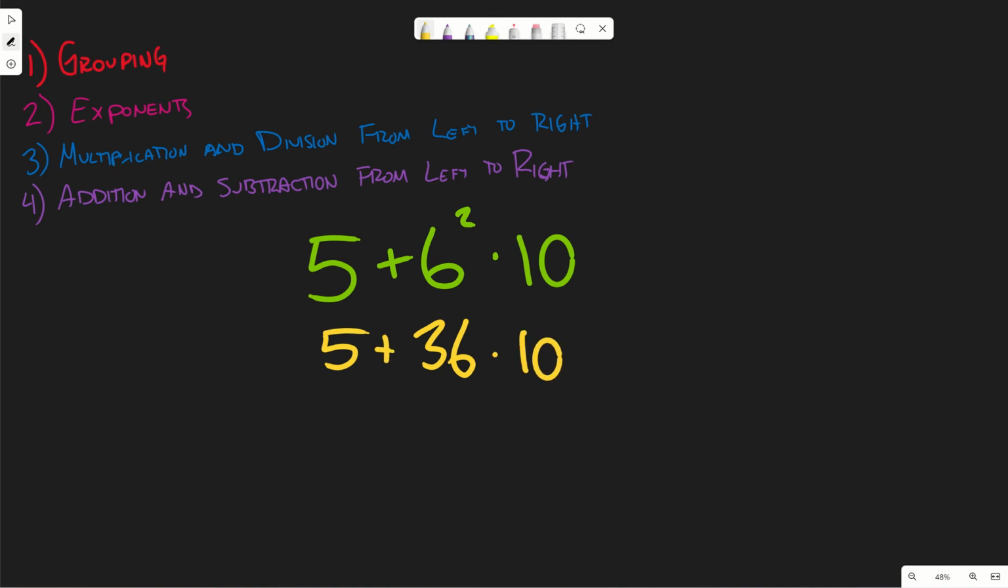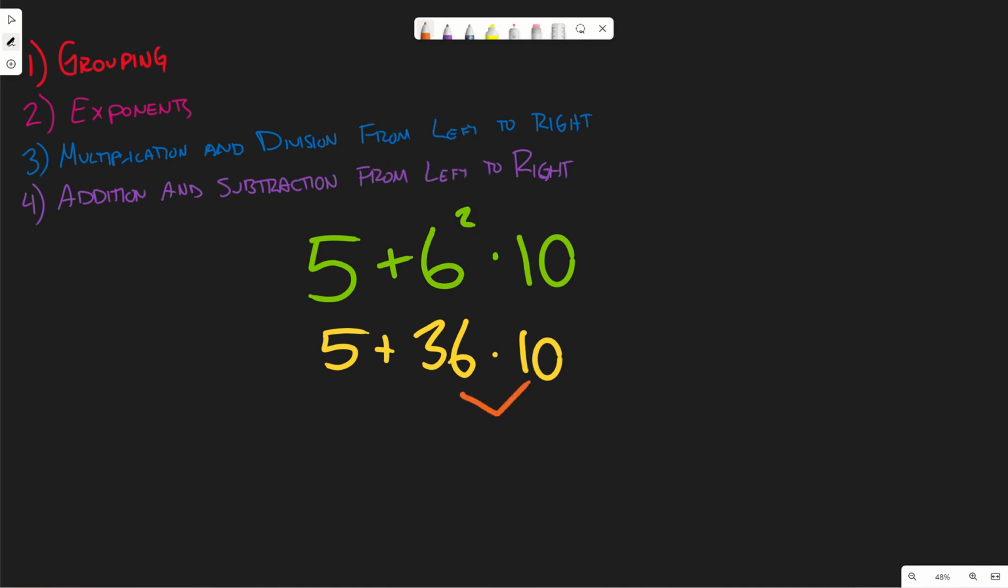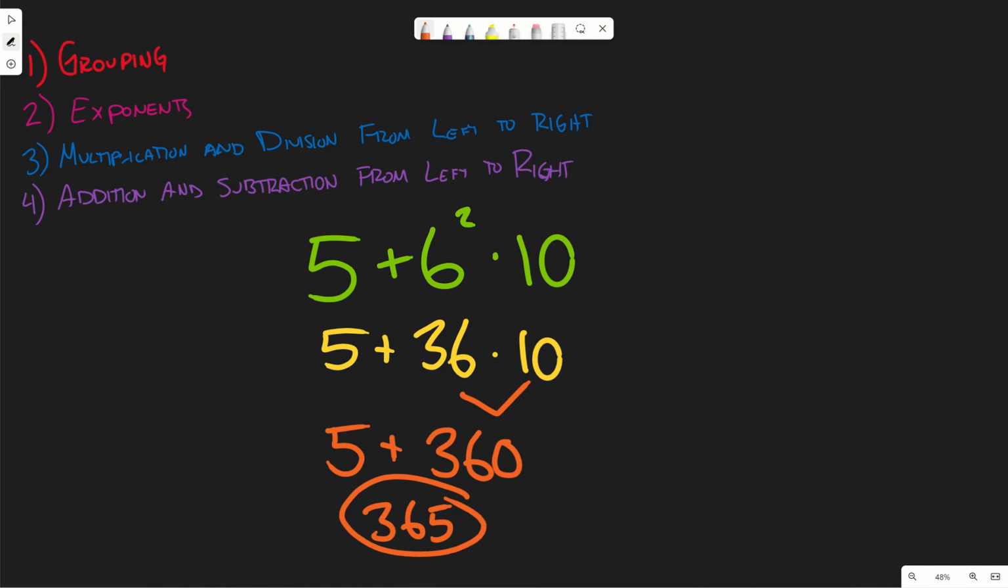What would my second step be? You're right, my multiplication. 36 times 10 is 360. And then finally, I add them together to get 365. Always going through these steps.